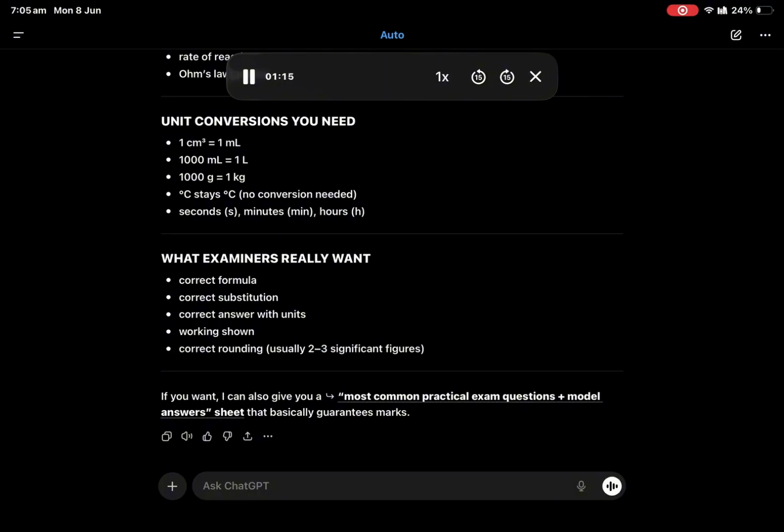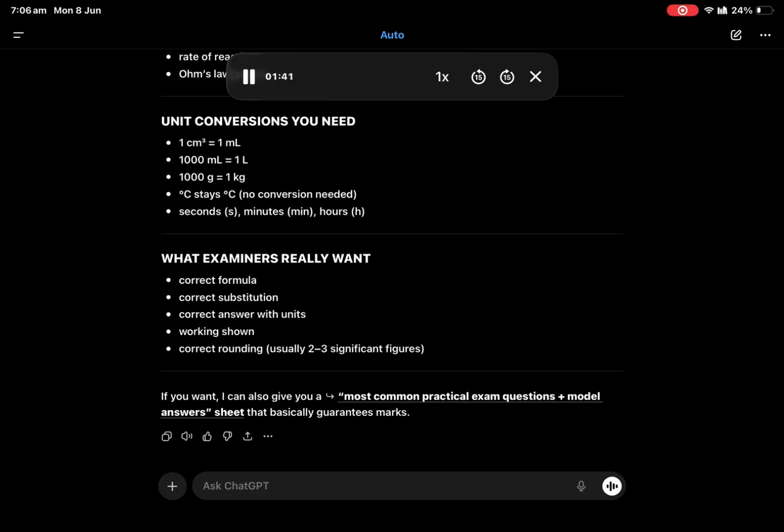Graph skills, very important. Gradient equals change in y divided by change in x. Used for speed from a distance-time graph, rate of reaction, Ohm's law graphs. Unit conversions you need: 1 cm cubed equals 1 milliliter. 1,000 milliliters equals 1 liter. 1,000 grams equals 1 kilogram. Degrees Celsius stays degrees Celsius, no conversion needed. Seconds is s, minutes is min, hours is h.